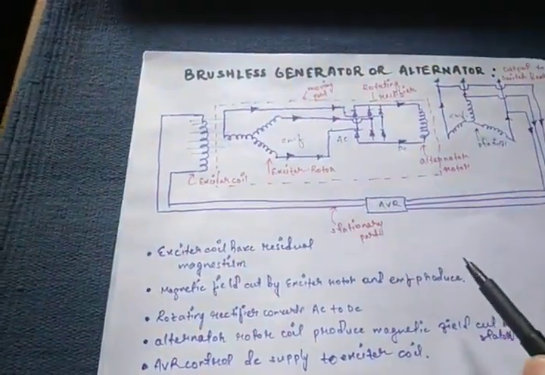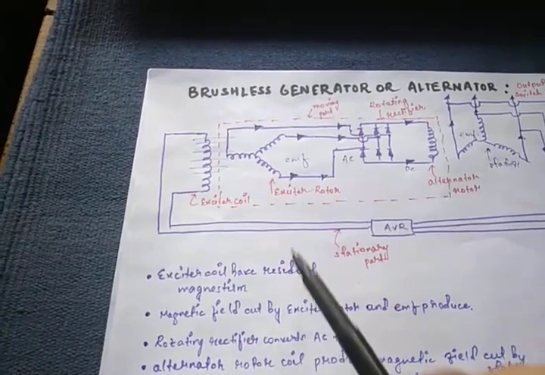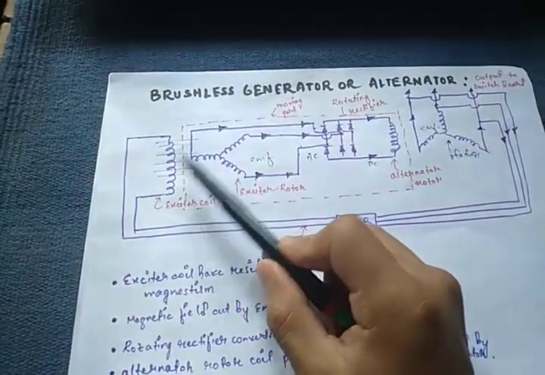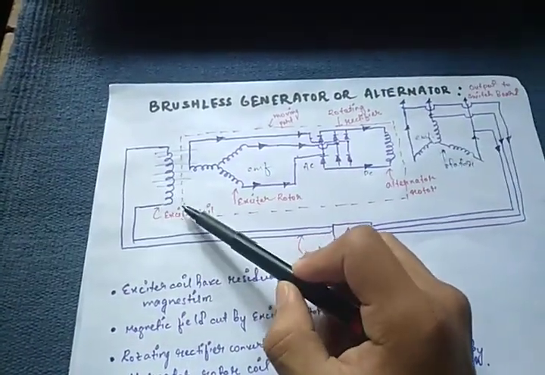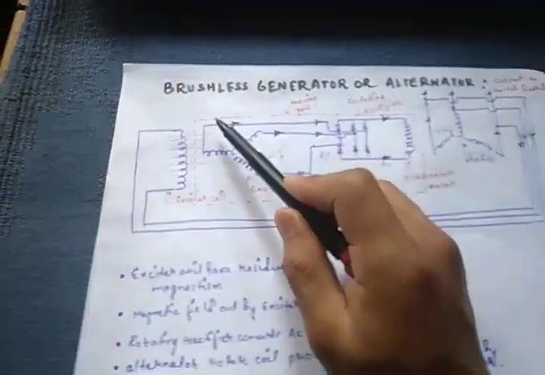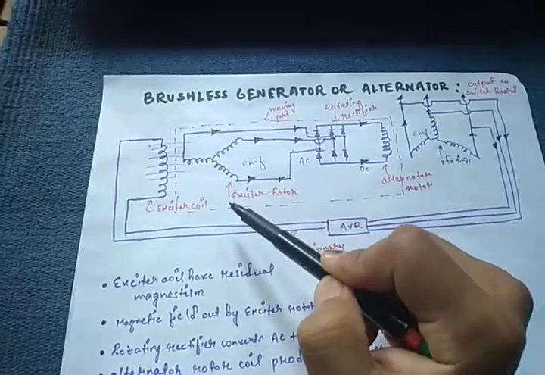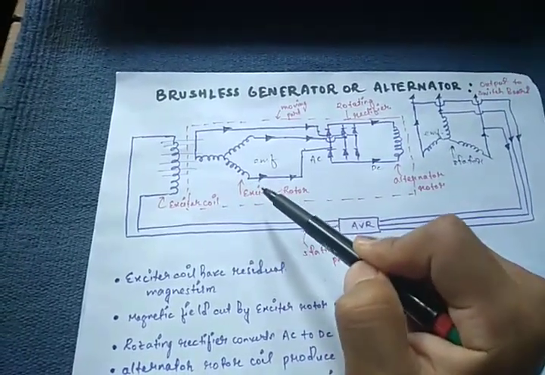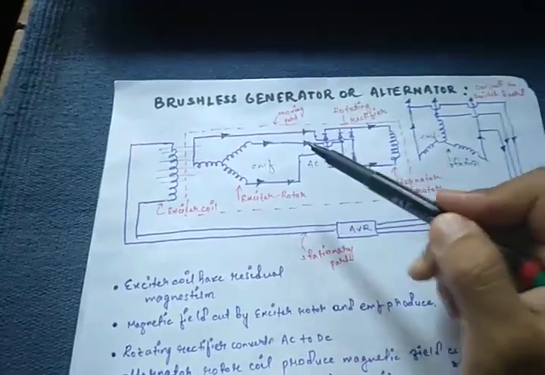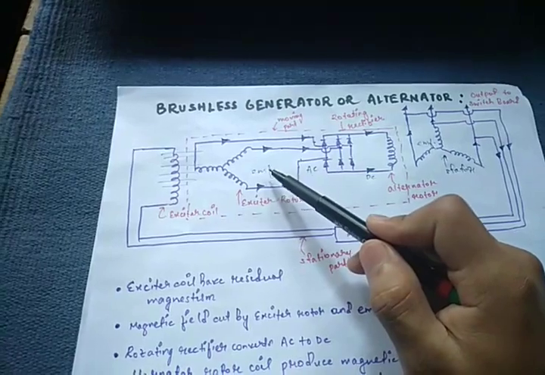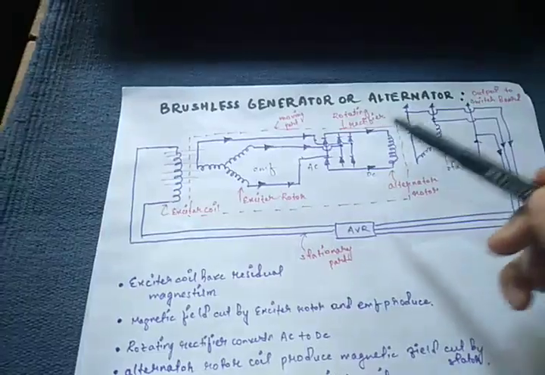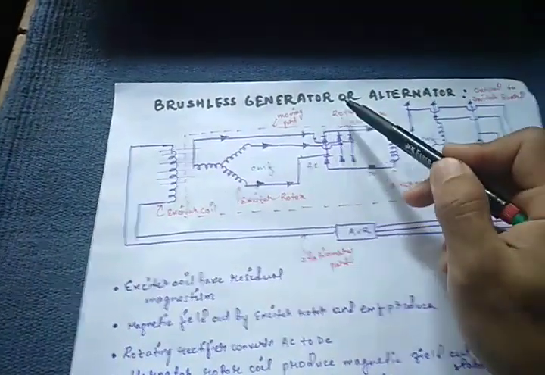The brushless generator has an exciter coil, which has a small residual magnetism. This magnetism produces a magnetic field, which is cut by the exciter rotor. Hence, the EMF is produced inside it, and this EMF is alternating in nature. It is converted into DC by the rotating rectifier.